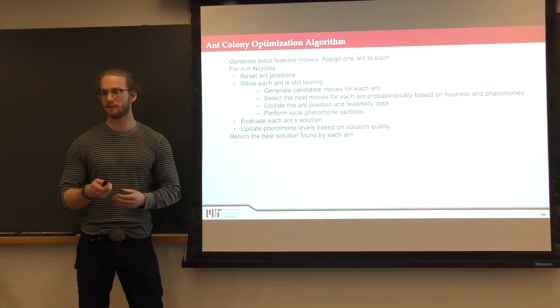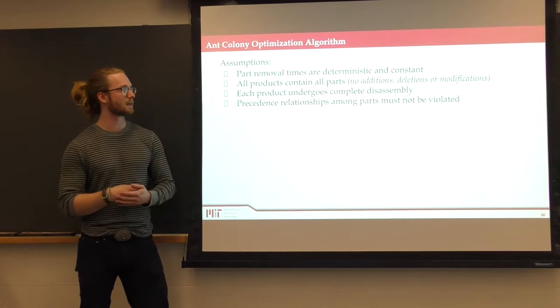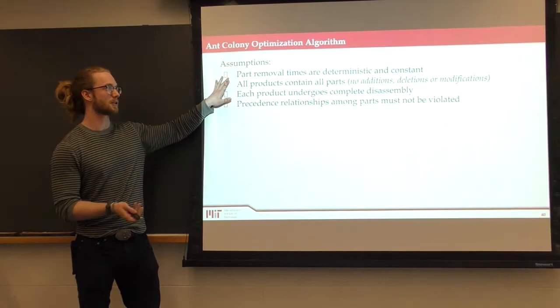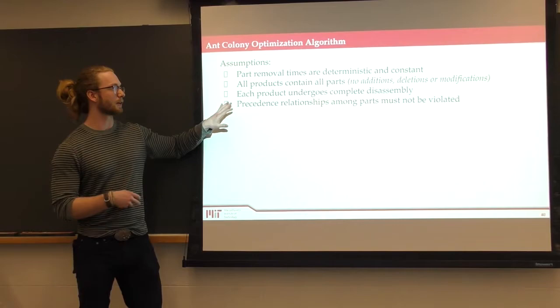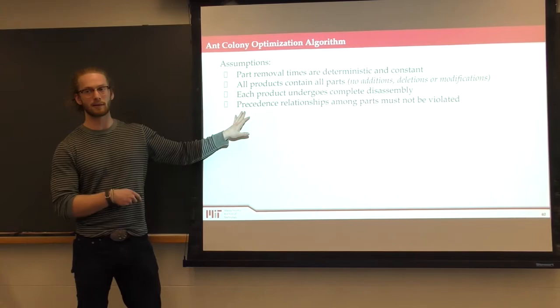Okay, so there's a couple assumptions we're going to make, pretty standard assumptions for this type of problem. The first is that all part removals are deterministic and constant, just to simplify the way we evaluate our paths. All products contain all parts, so there's no surprises when we do our disassembly. We're going to assume we do complete disassembly for everything that we evaluate, and we're not going to violate the precedence constraints.